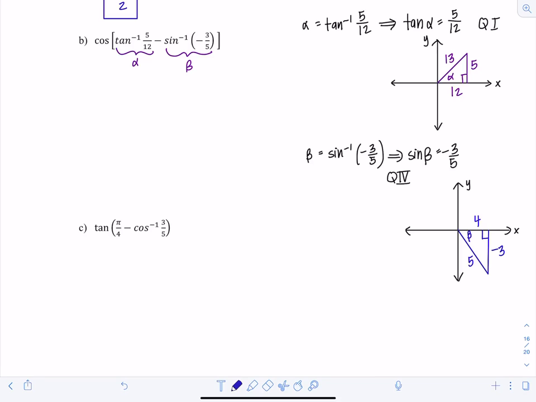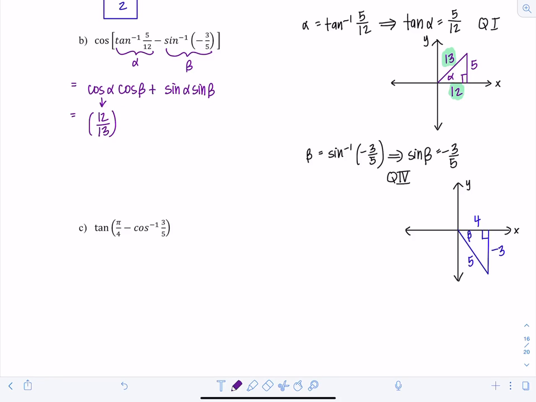All right, so now we're going to use the angle addition formula for cosine, back to the problem that we started with. And just instead of writing tan inverse of 5/12 and sine inverse of negative 3/5, I'm going to write alpha and beta. So this is going to be cosine alpha, cosine beta, plus sine alpha, sine beta. And then now I'm going to go to my triangles to figure out the values. So cosine alpha, I'm going to go to the alpha triangle. Over here, cosine's going to be adjacent over hypotenuse. So that's 12 over 13.